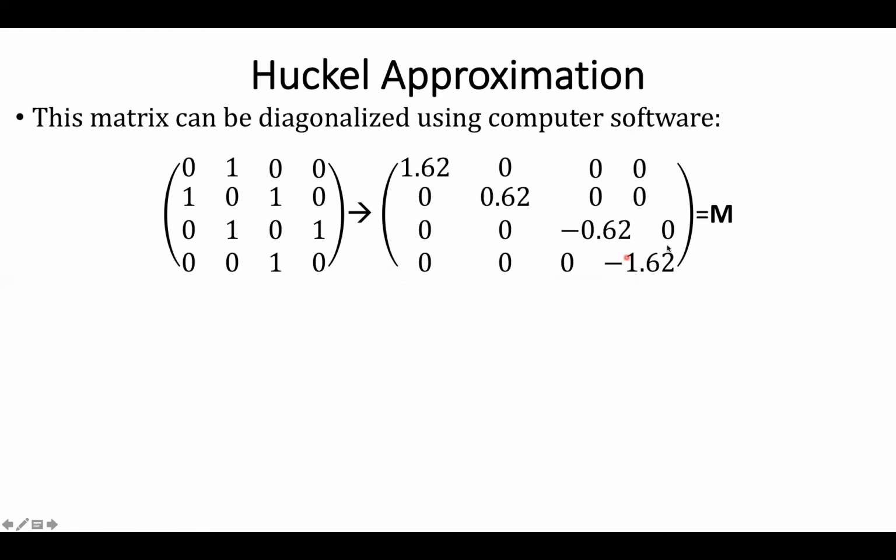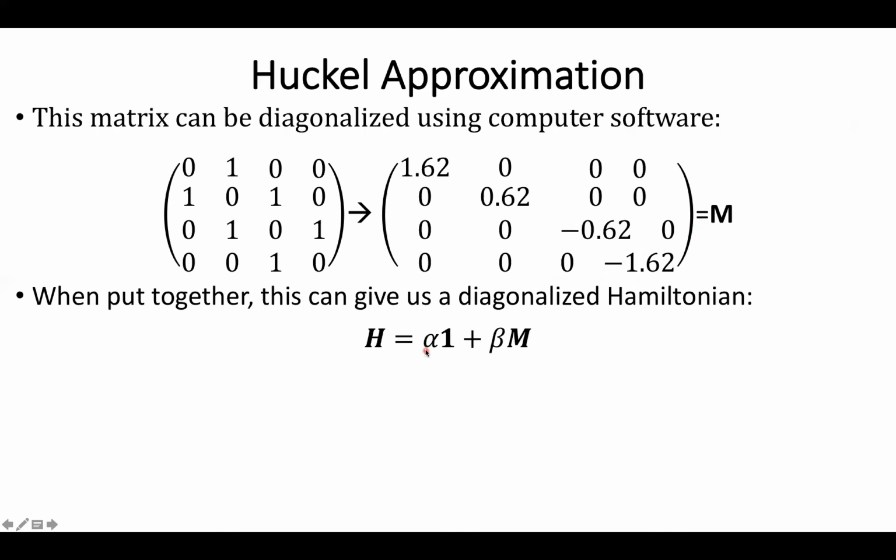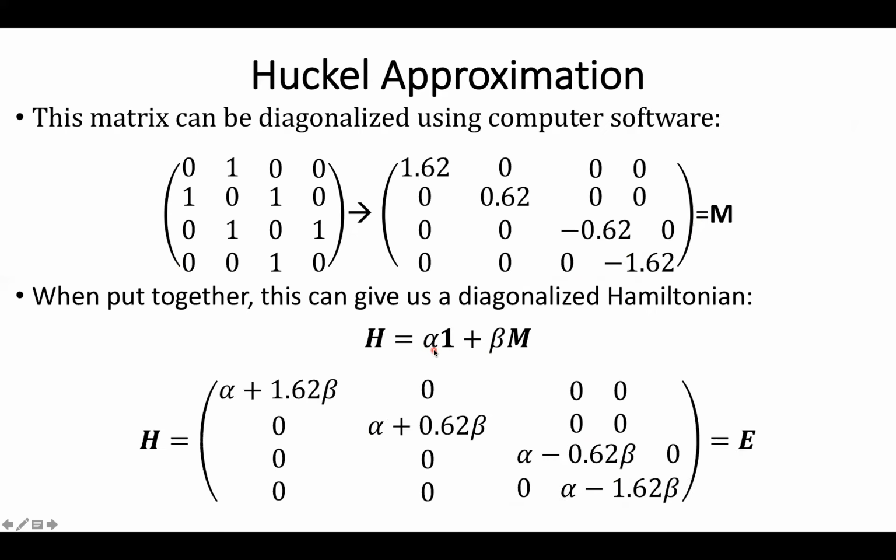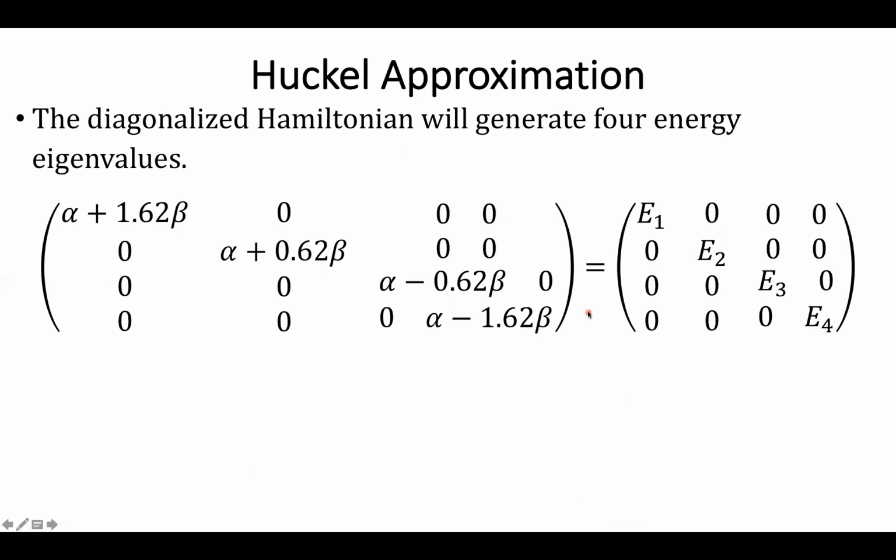So what we can then do is, having this new value M, we can combine it with our Coulombic integrals to regenerate a diagonalized form of our Hamiltonian. And what you're going to find is that now all of the non-diagonal elements went to 0, and all I have is 4 values. Well, those 4 values are going to represent my 4 energy values. So these are my eigenvalues of energy, or my molecular orbital energies.